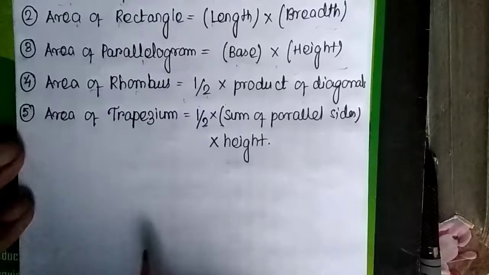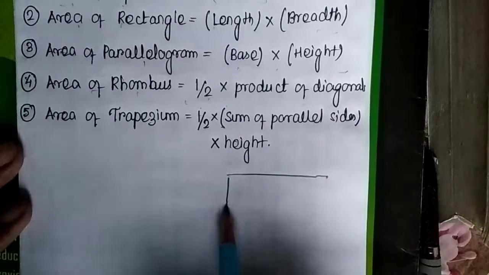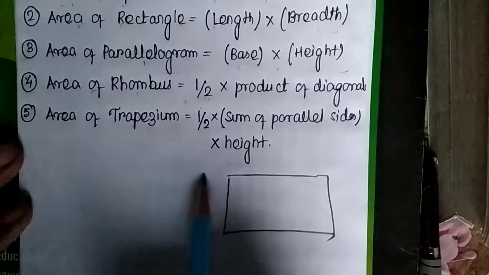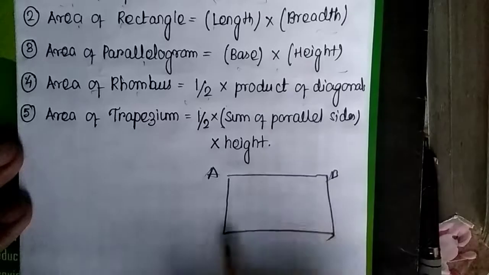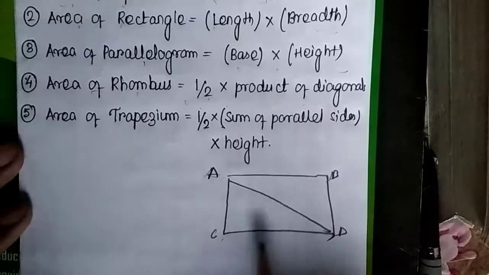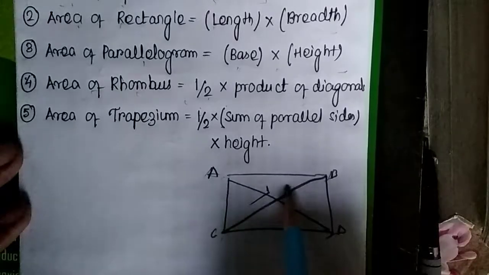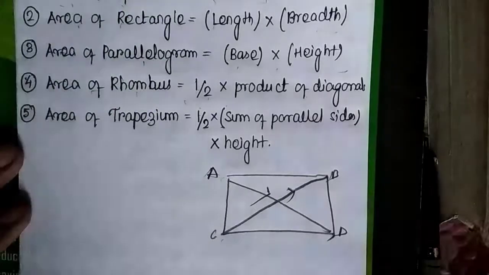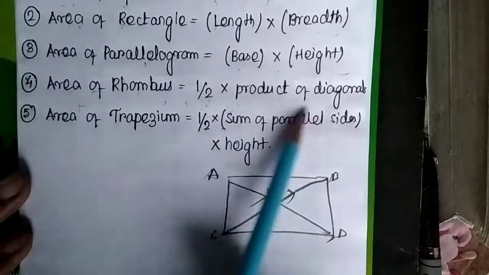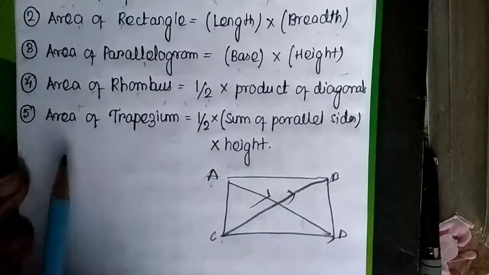What does a diagonal mean? Say suppose I have drawn a rectangle, say ABCD is a rectangle. AD and BC, these are the two diagonals. So area of a rhombus equals half into the product of the diagonals, meaning multiply both these diagonals and you will get the area of a rhombus.